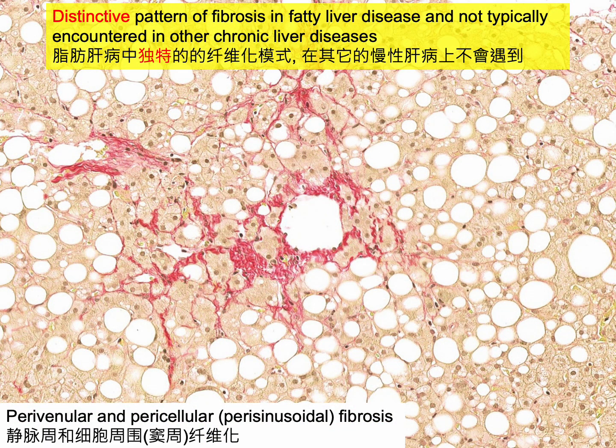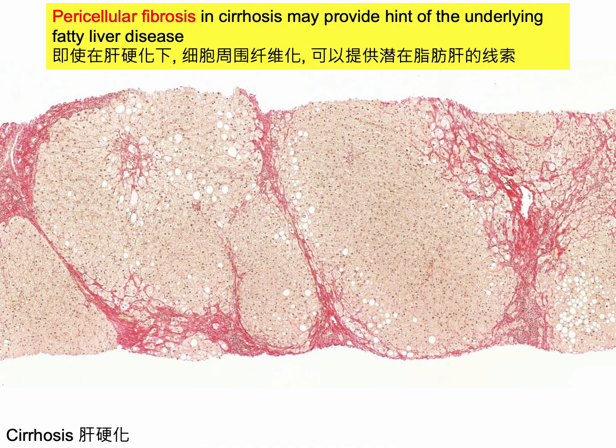Perivenular and pericellular fibrosis is characterized by delicate fibrous strands deposited around the central vein, extending into sinusoids and appearing to wrap around hepatocytes. This type of fibrosis is typically observed in fatty liver diseases but may also be seen in uncommon conditions such as congestive hepatopathy, Budd-Chiari syndrome, and sinusoidal obstruction syndrome. It is generally not observed in other chronic liver diseases. Pericellular fibrosis can still be evident in the cirrhotic liver and may serve as a hint of underlying fatty liver disease.